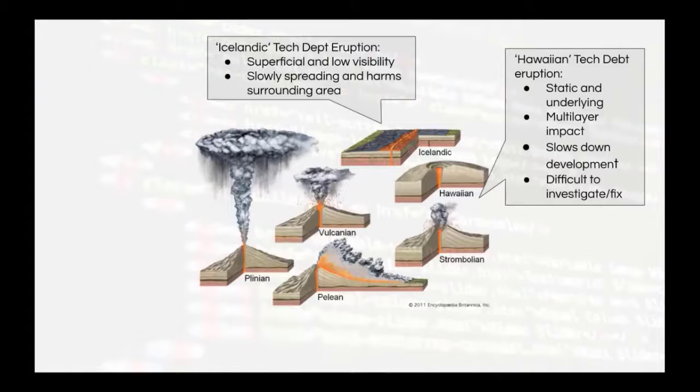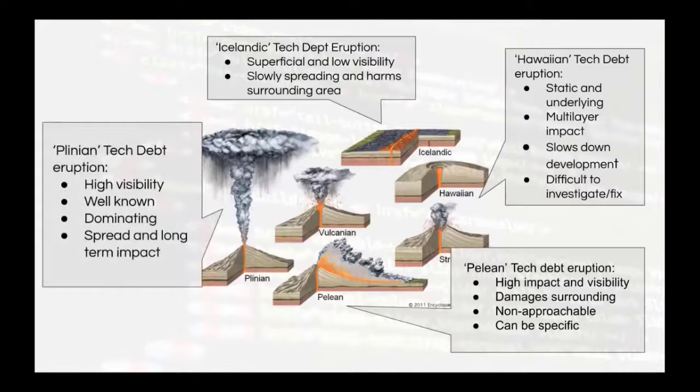So we also have Plinian eruptions. They have a high visibility, it shoots high, it's well known and dominating, and it spreads and has a long-term impact, so it comes down as small drizzles. This could, for example, be bad data, so it would be dominating because data is everywhere, it needs to be pulled from the right places, it is displayed in the wrong place, and it could be something that is well known that people shy away from your product because of that.